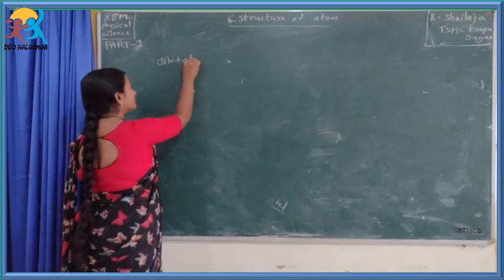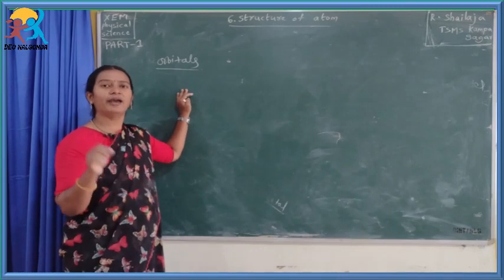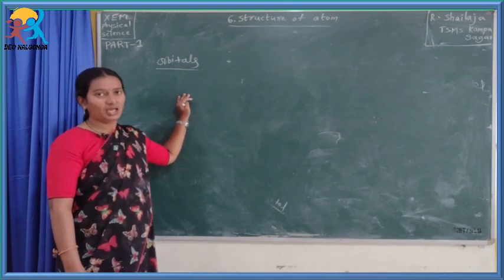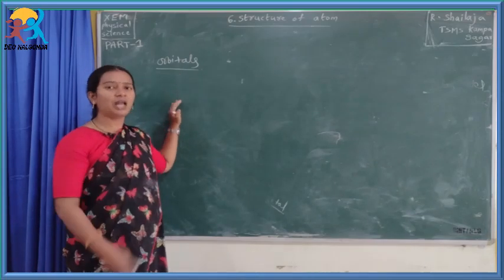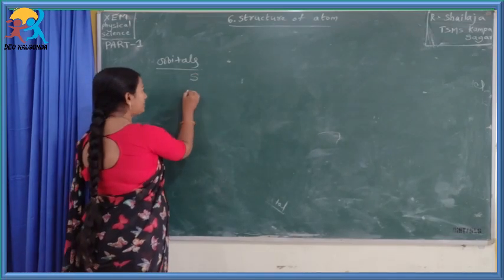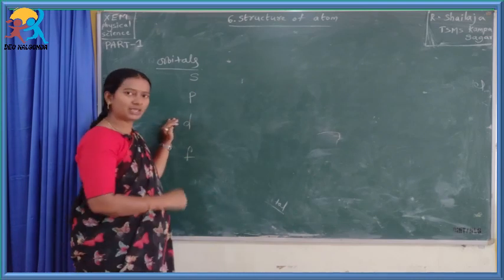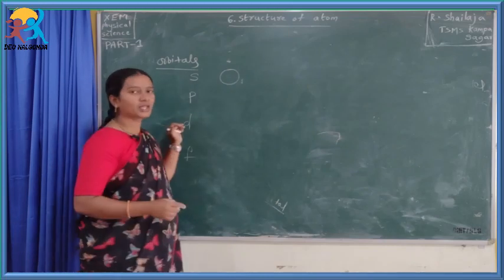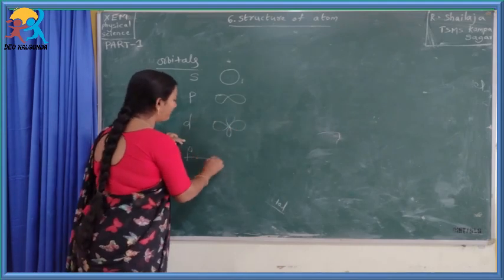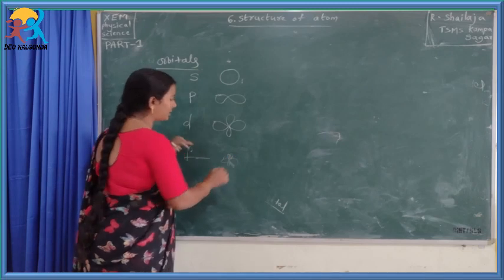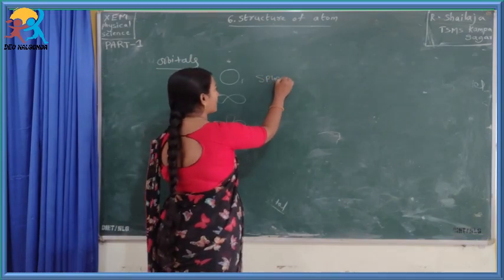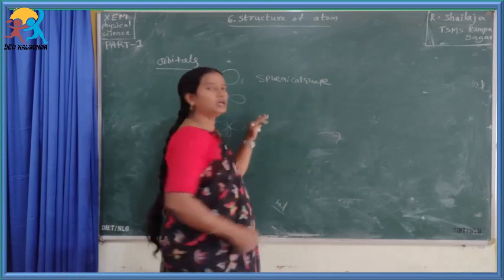Orbitals are the space or region around the nucleus with the maximum probability of finding the electron in the atom. In the atom there are several orbitals based on their shapes: s orbital, p orbital, d orbitals, and f orbitals. S orbitals are spherical in shape, p orbitals are dumbbell, d orbitals are double dumbbell, and f orbitals are triple dumbbell, which is not in our syllabus. Up to s, p and d orbitals you see. S orbitals are spherical in shape.